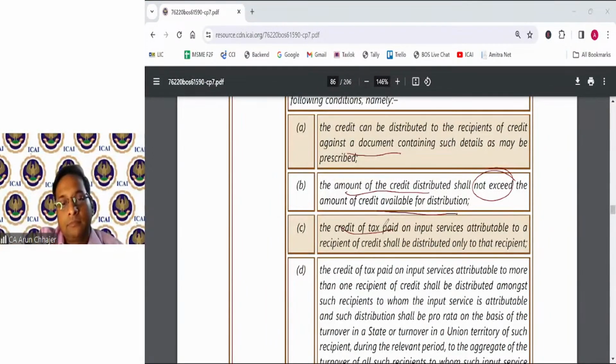Credit shall be distributed only to that recipient. See, you cannot distribute the ITC to any other branches to whom it does not pertain. So ITC should be transferred to the branch जिससे ये belong करता है.